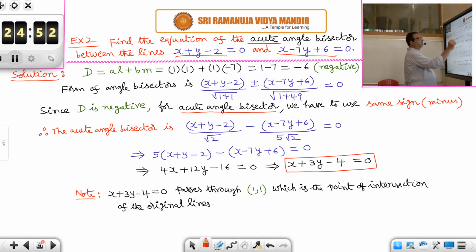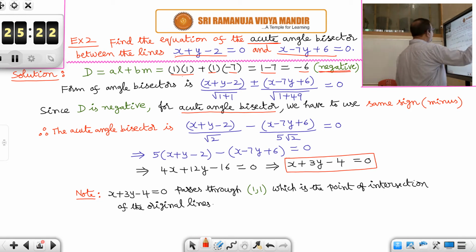D is AL plus BM. AL: x coefficient into x coefficient, 1 into 1, plus BM: y coefficient into y coefficient, 1 into minus 7. So 1 minus 7, it is minus 6, it is negative. The value is not important, minus 6 or minus 600 or minus 6 lakhs. The magnitude is not important. The sign is important. The sign is negative.